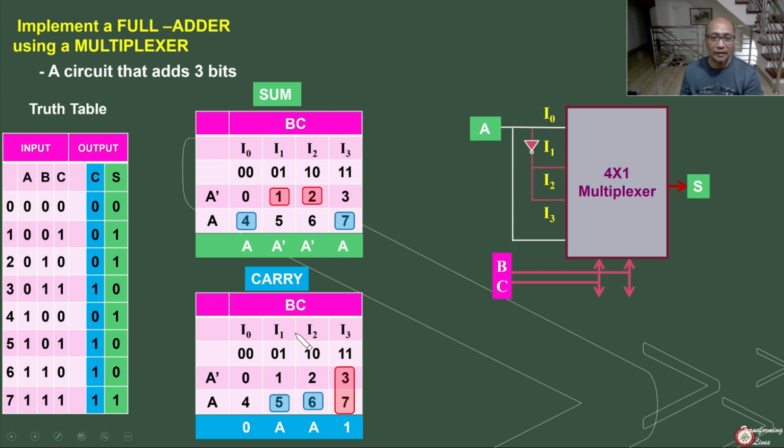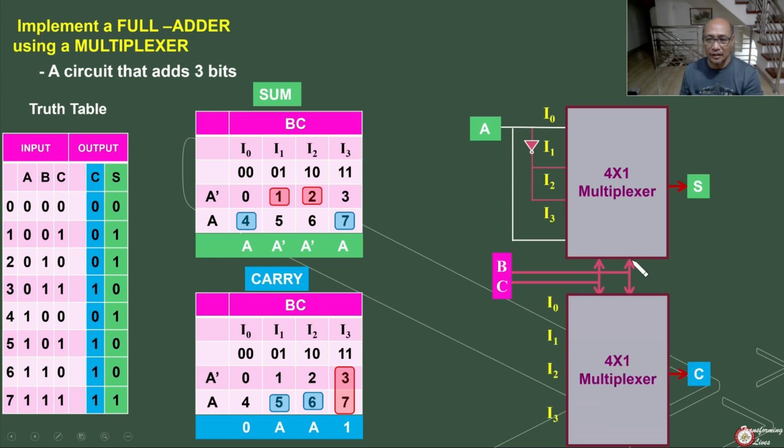How about our carry? We'll also be using a 4 by 1 multiplexer. I0 will be connected to ground, whereas I1 and I2 will be connected to A, and I3 will be connected to VCC. Let's try now to simulate an input.